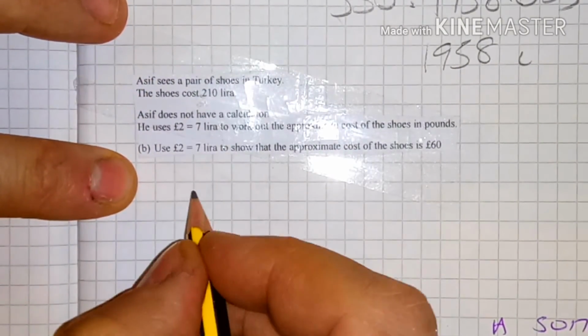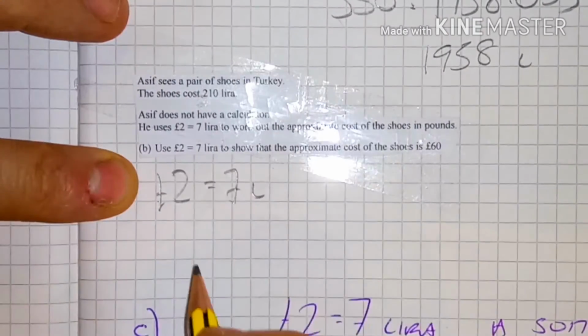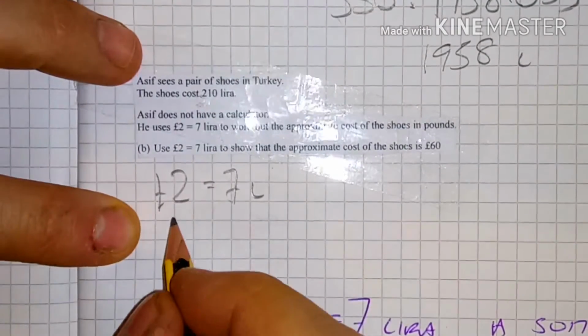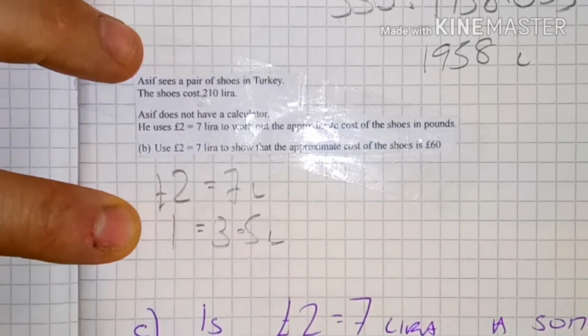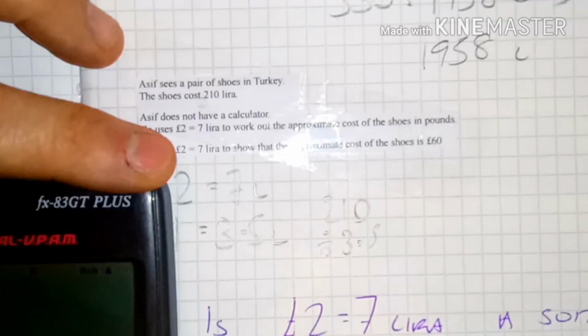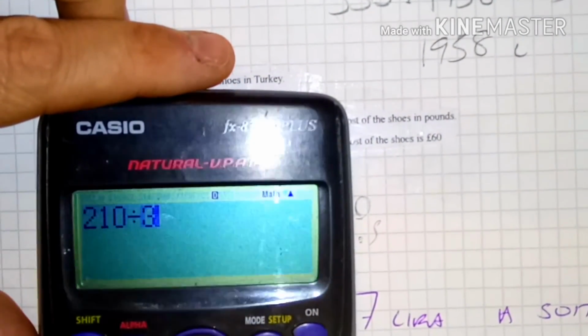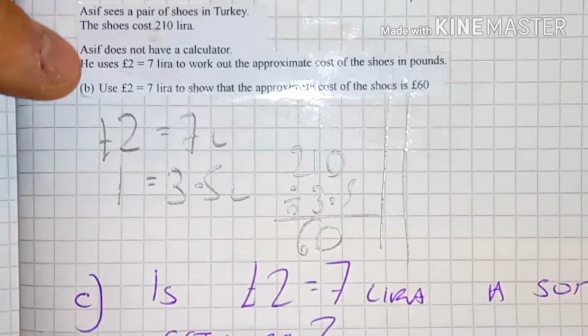Right, so what I'm going to do is I know that £2 equals 7 lira. So I'm going to change it to £1 equals 3.5 lira, because I've got a calculator. Because it's 210 lira, I'm going to do 210 divided by 3.5. So 210 divided by 3.5 equals 60. That's how I can do it, because obviously I've got a calculator.